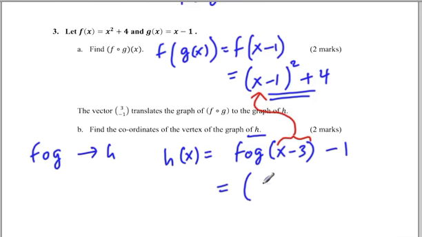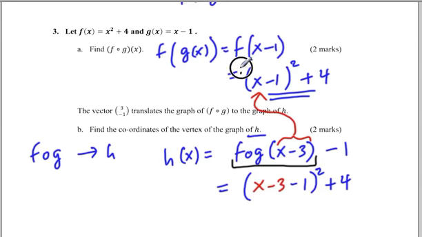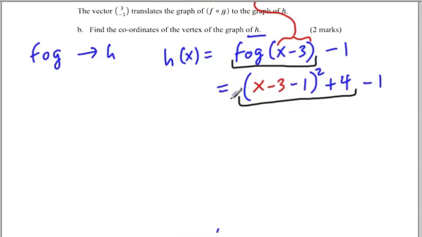So it's equal to, I'm going to write this in red, x minus 3 minus 1, squared. Don't forget, this whole thing right here is f of g, so we cannot forget the plus 4. That plus 4 is still there. So this part right here is basically all of that. So we have to finish writing this part first, and then at the end, we're going to tack on the minus 1. So if I go further down, x minus 3 minus 1 is simply x minus 4 squared, and then plus 4 minus 1 is simply plus 3.